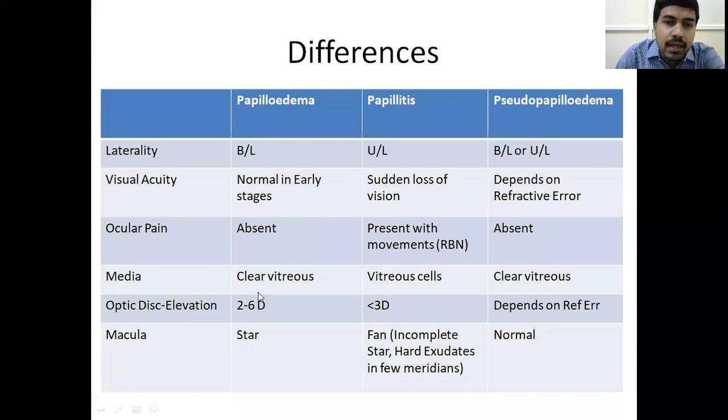The optical media, that is the vitreous, is clear in papilledema. In papillitis, there are inflammatory cells like neutrophils in the vitreous. And in pseudopapilledema, again, the vitreous is clear. Next is optic disc elevation. There is an instrument called the direct ophthalmoscope. In your practical classes, you will learn about that in detail. It is difficult to explain in this online class.